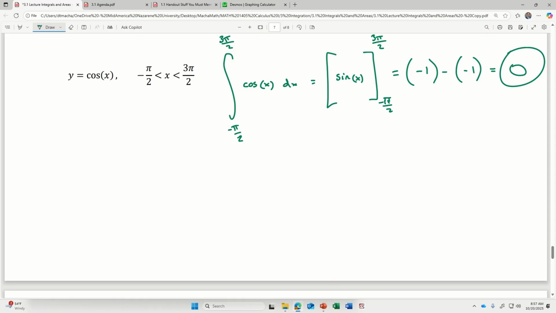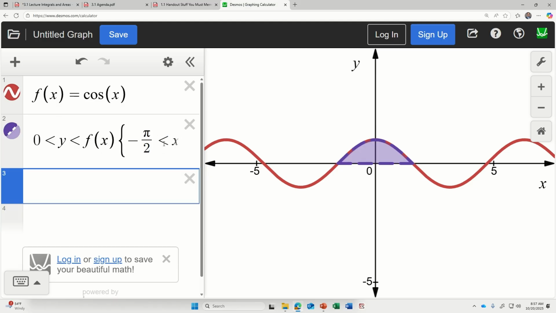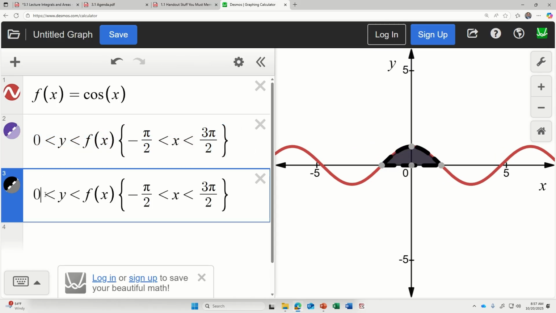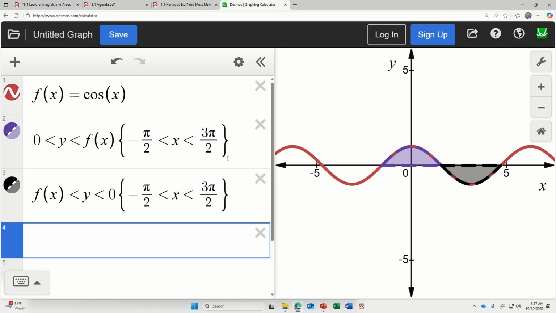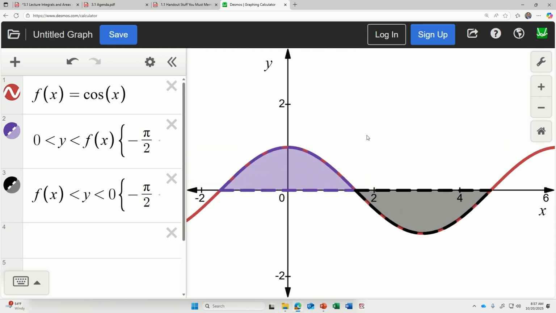So the reason my integral gave me a 0 is because I'm looking for the area between the curve and the x-axis from negative pi over 2 to 3 pi over 2. So let me shade in what that looks like on Desmos. Okay. So this is my lower bound, negative pi over 2. This is my upper bound, 3 pi over 2.